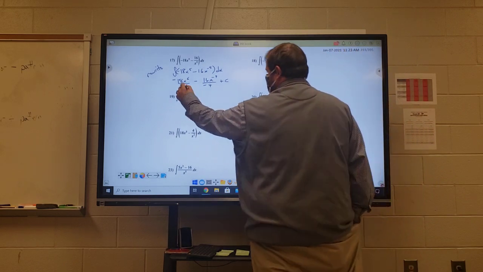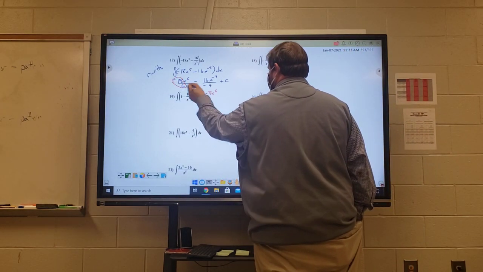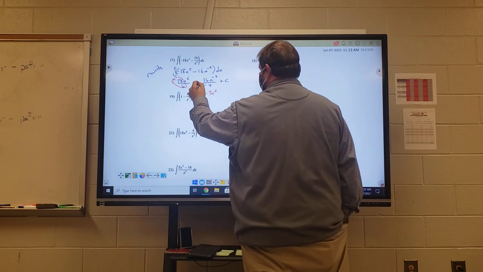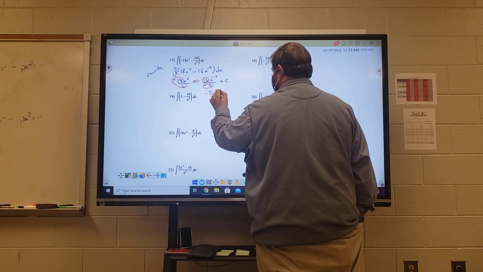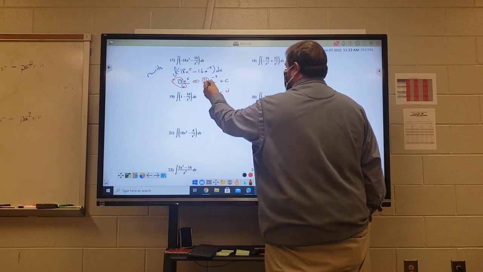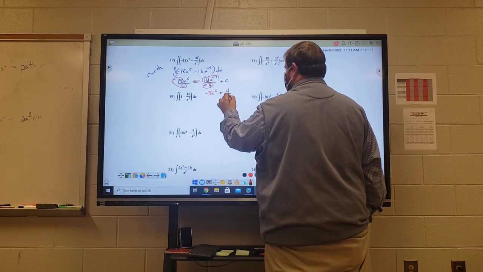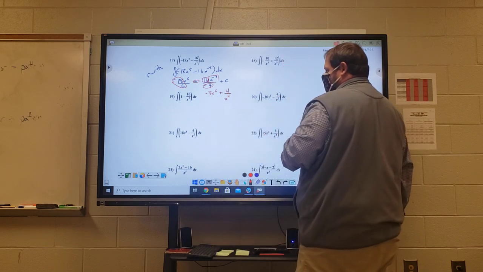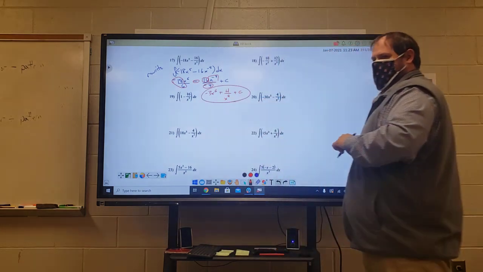All right, so negative 18 over 6 is going to become negative 3. X to the 6 is perfectly fine where it's at. Negative 16 over negative 4 is going to be a positive 4. This x to the negative 4 does not like being where it's at, so we've got to move it and change the exponent. Right, and that would be your multiple choice answer.